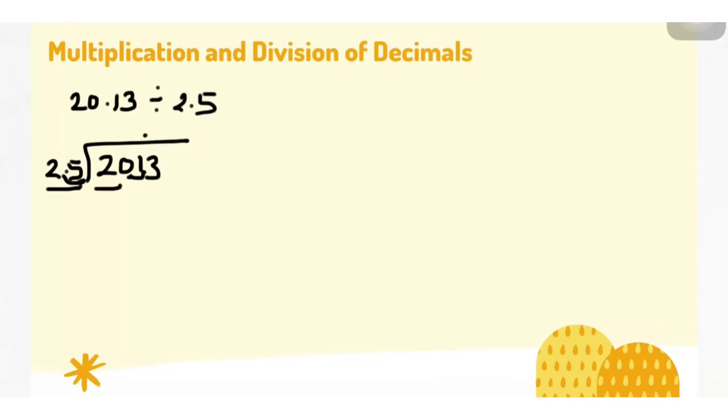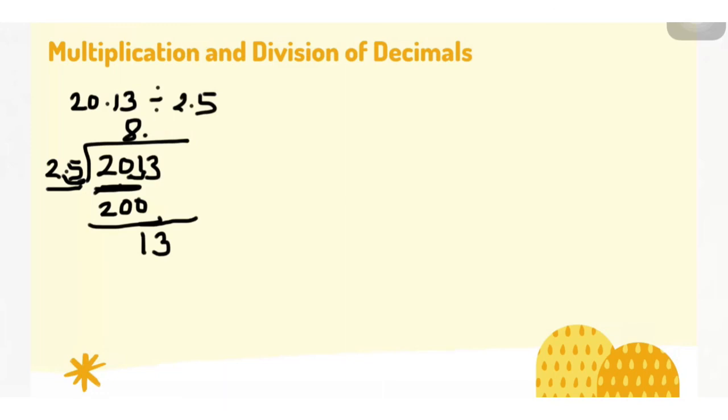Okay. 20 divided by 25, pwede ba? Hindi. So, dito tayo agad sa 201. 201 divided by 25, pwede ba? Yes, pwede. So, we have 8. Okay. So, meron tayong 8 na 25 sa 201. Then, multiply natin. 25 times 8 will give you 200. Okay. Then, 201 minus 200 is 1. Then, bring down natin yung 3.